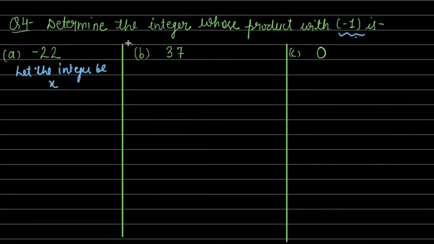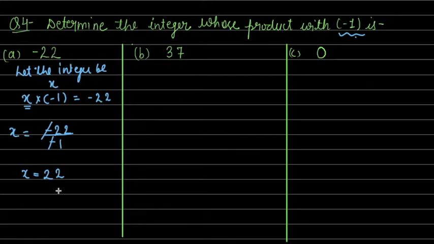Okay, now determine the integer. We have to calculate the integer whose product with -1 is -22, should be equal to -22. Now if you want to calculate this integer, how much it will be? This is in multiplication, so on the other side it will go in division. This is cancelled. X is coming out how much? 22. It means the integer is 22.